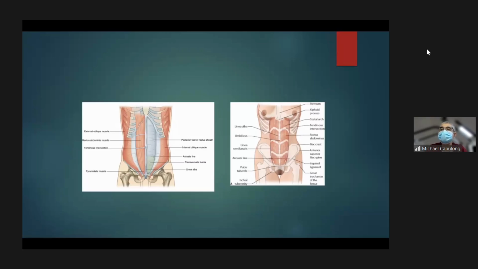Now, there are individuals who don't have a pyramidalis muscle. That's okay. That's a normal variant, so it's not abnormal to see an individual without a pyramidalis muscle.